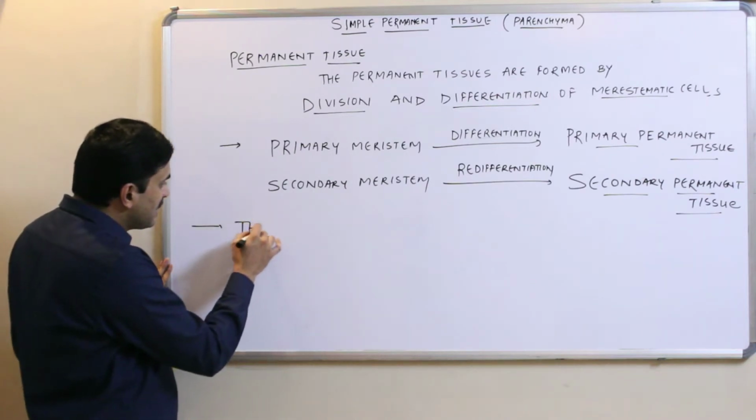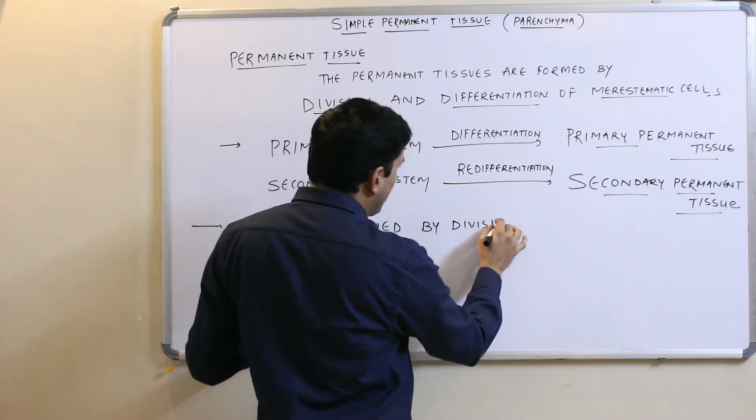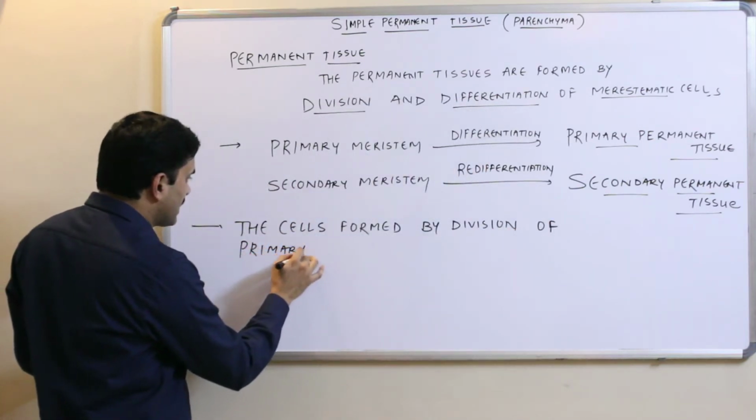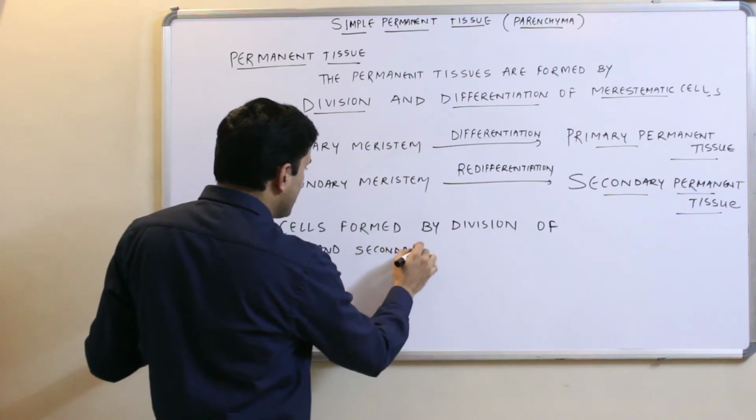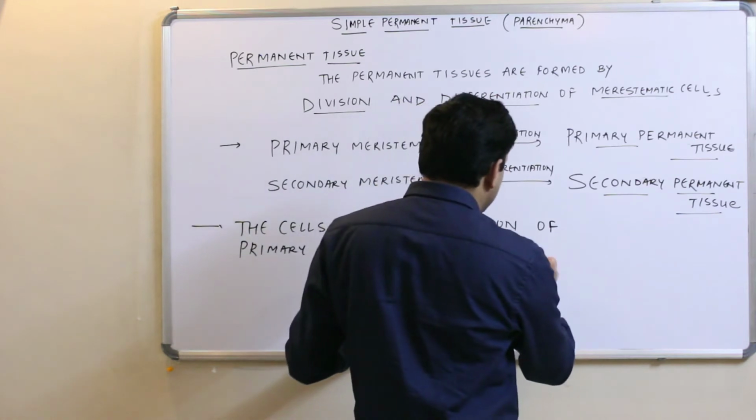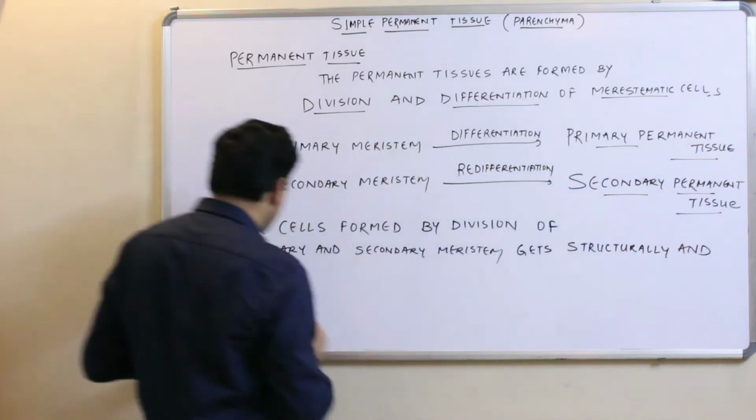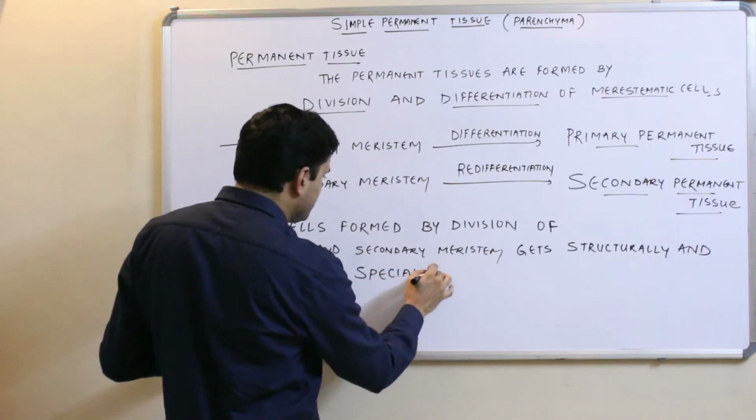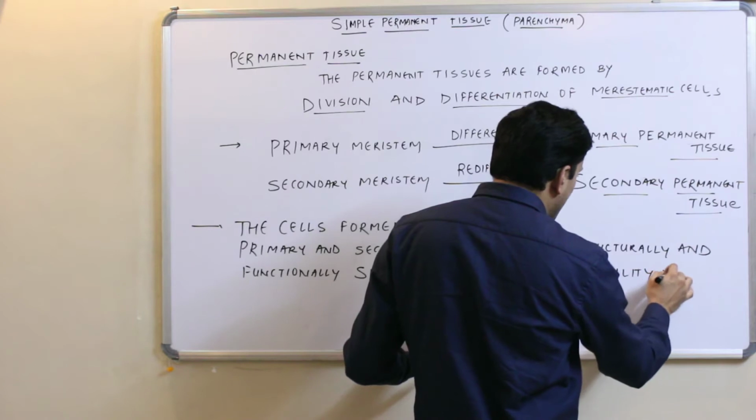Okay. Now, the cells which are formed by the division of the primary and the secondary meristem get structurally and functionally specialized and lose the ability of division.